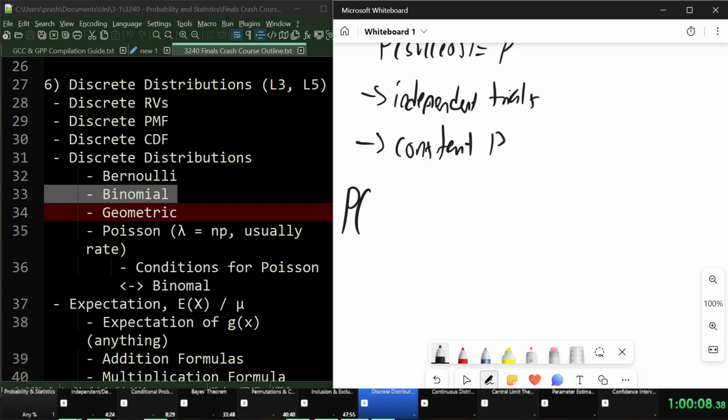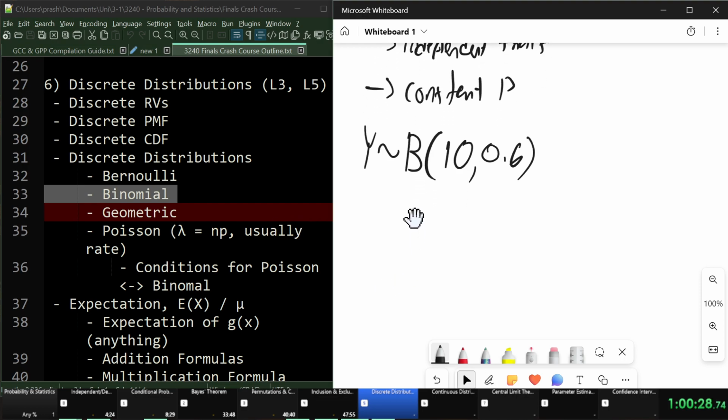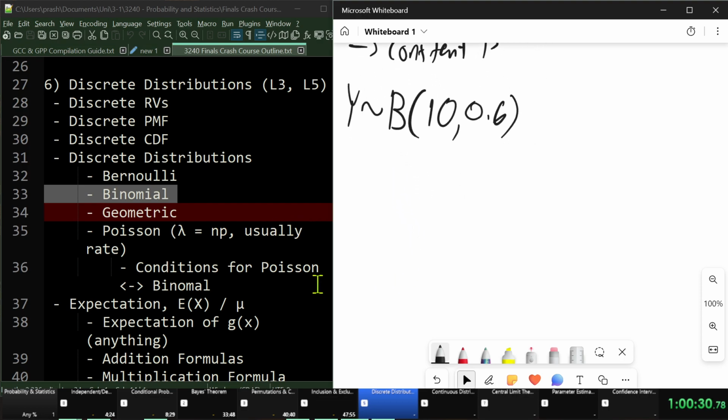let's say we are doing how many heads you get for a total of, y is a random variable that follows a distribution of binomial. I'm just going to write b. Let's say there are 10 coin flips, and the probability of success was 0.6. Maybe it's a biased coin. You want to find the probability that with this biased coin, after 10 flips, you will get 5 heads.